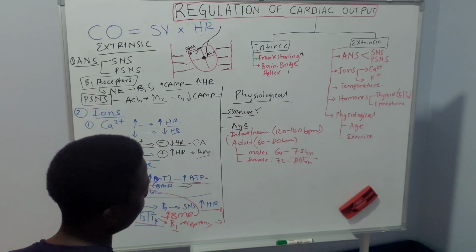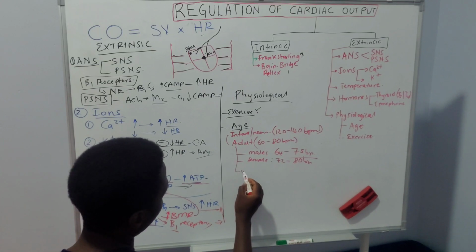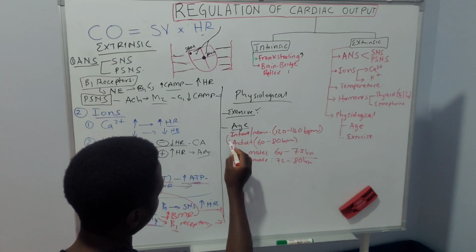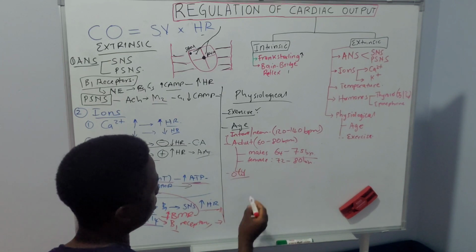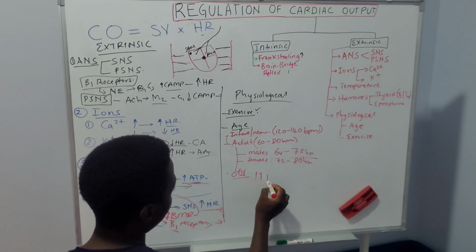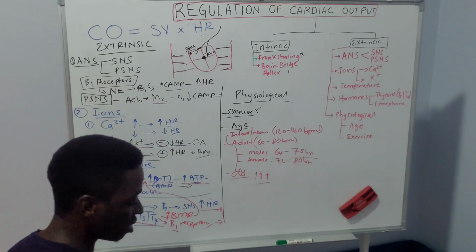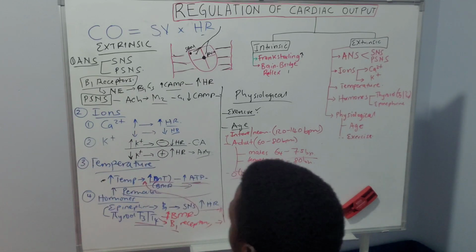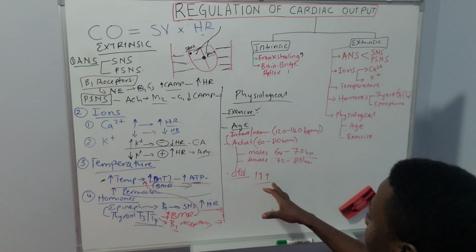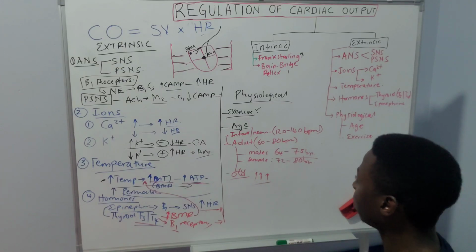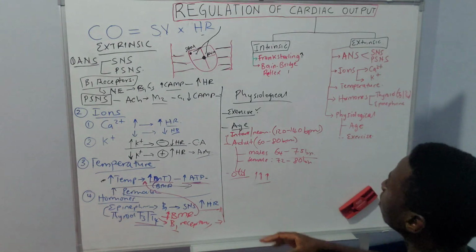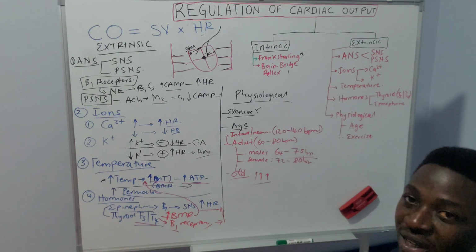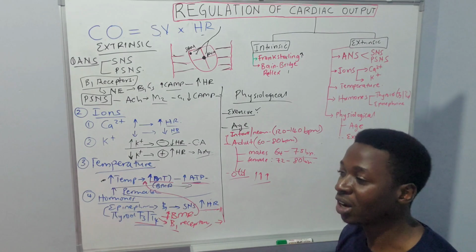And then when you grow old, these persons actually tend to have a slightly elevated heart rate, and that increases mainly more of their cardiac output. So this is the summary, and this brings us to the end of our discussion on regulation of cardiac output.